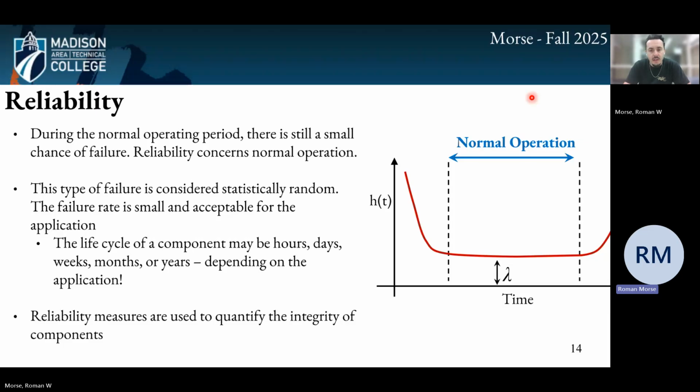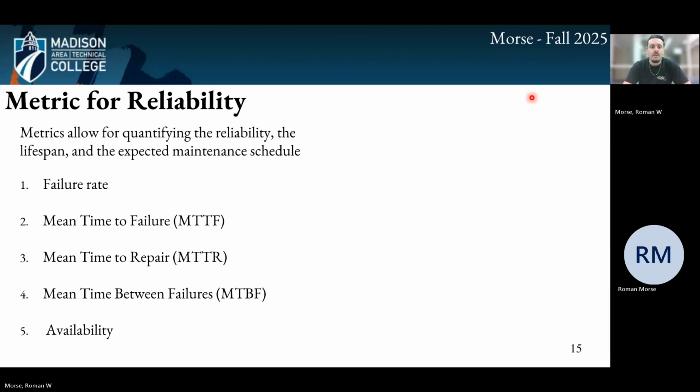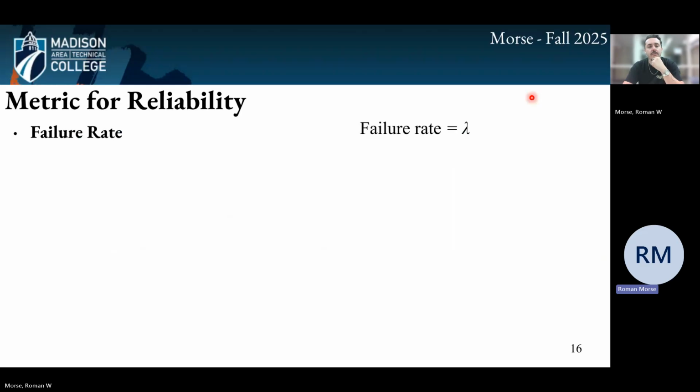So we're going to have to make a few calculations to actually quantify what it means to be reliable. These are our metrics for reliability. I'm actually just going to skip right there. We're going to start first with the failure rate. We talked about the failure rate. I introduced it in that bathtub plot. This is something that's provided to us by the manufacturer.